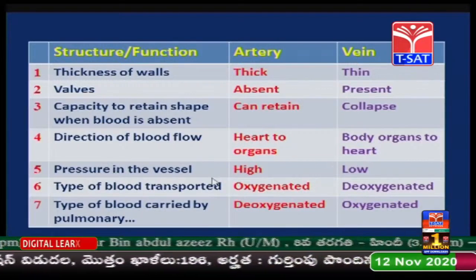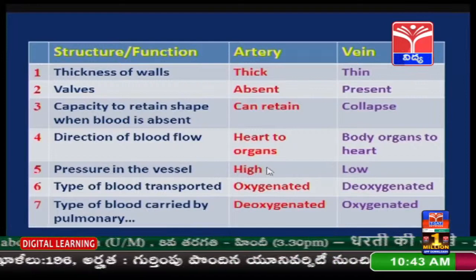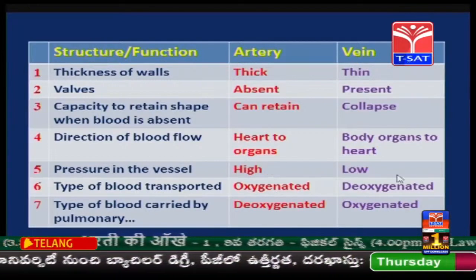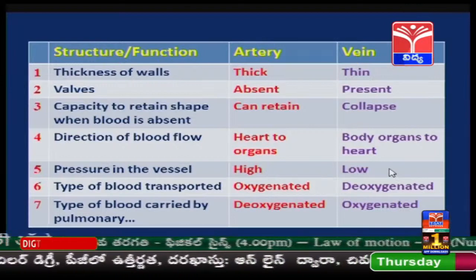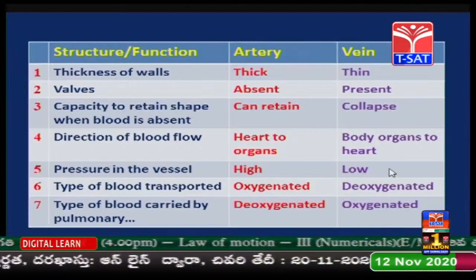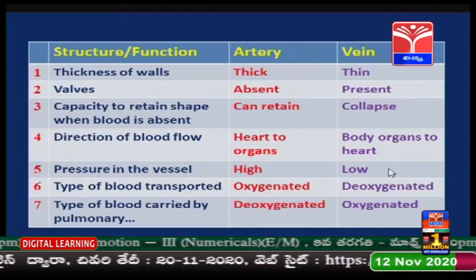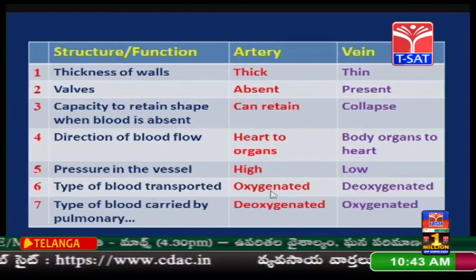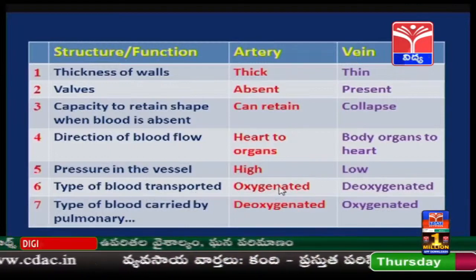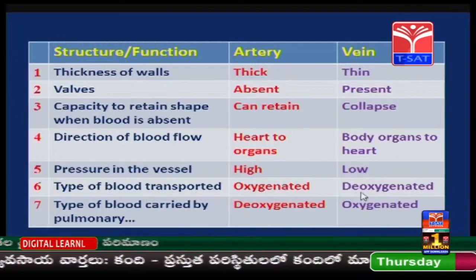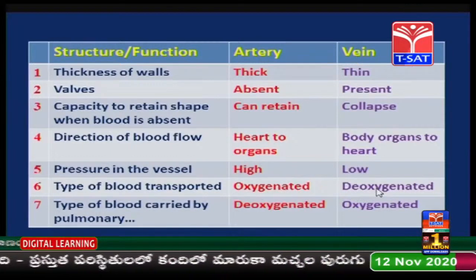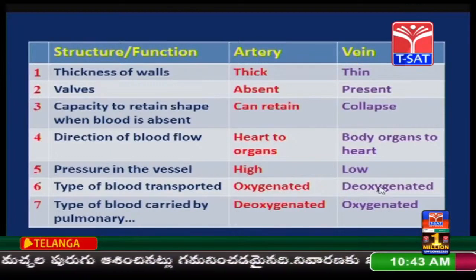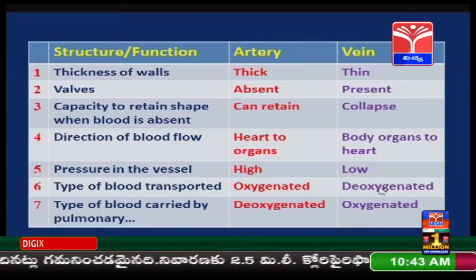Pressure in the vessel. Arteries have more pressure because the lumen is very narrow, whereas the veins have very low pressure because they have a wide lumen. Type of blood transported. Arteries transport oxygenated blood from the heart to the various parts of the body. Veins collect deoxygenated blood from the various body parts and pump it into the heart.